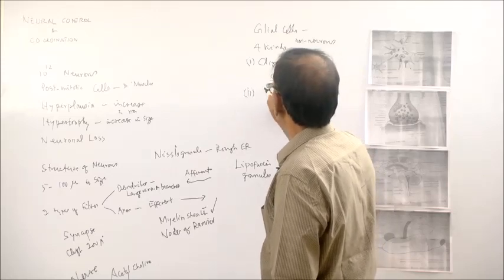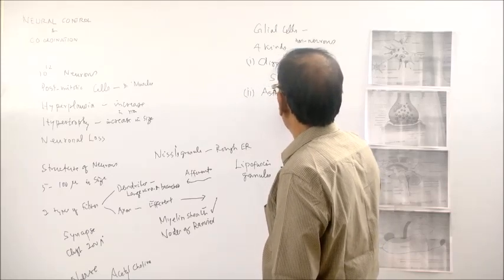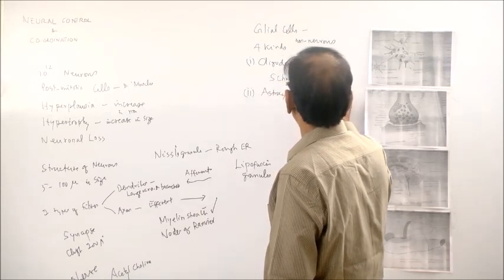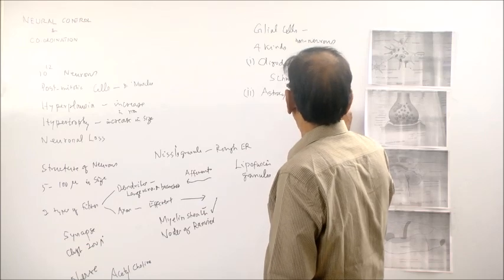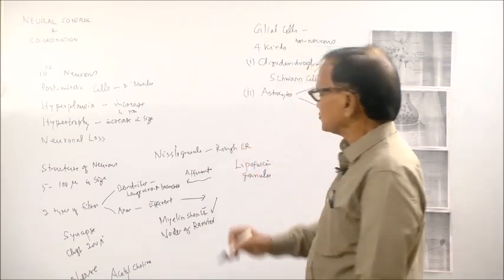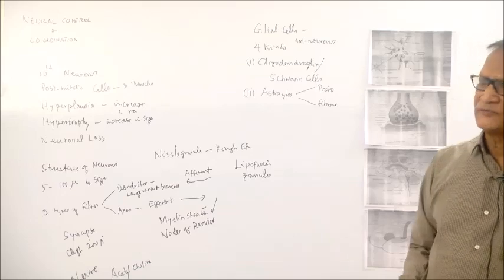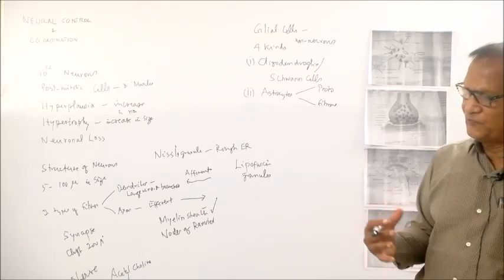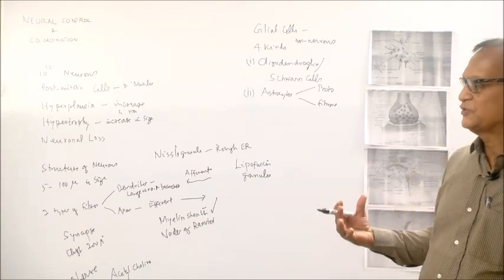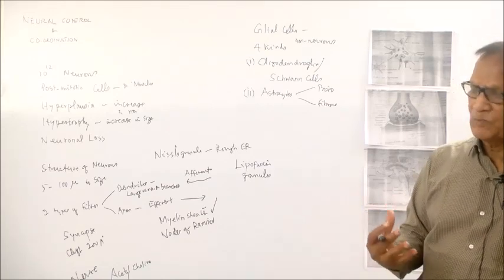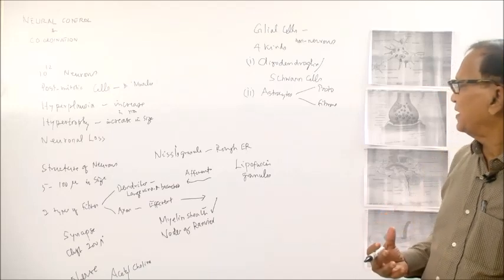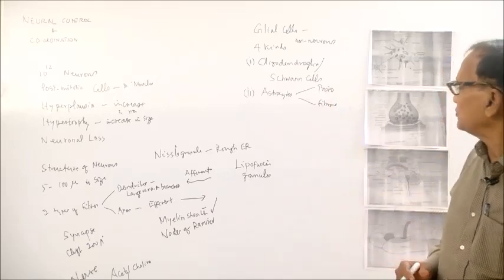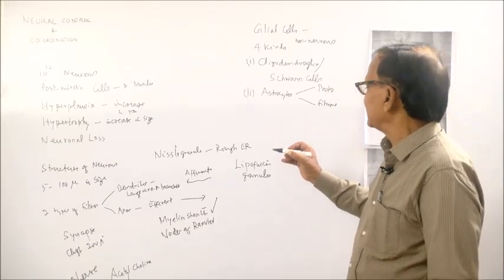Second is the astrocytes. Astrocytes are of two types, protoplasmic and fibrous. These astrocytes are so named because of their star shape, and they function as a packing tissue. They serve to store food materials, and as and when required, they supply the nutrients to these neurons. So, astrocytes.